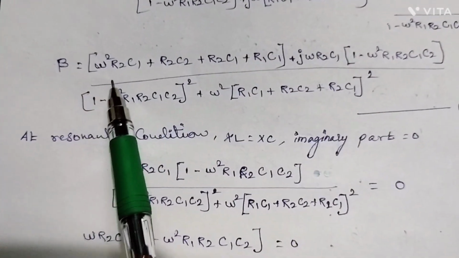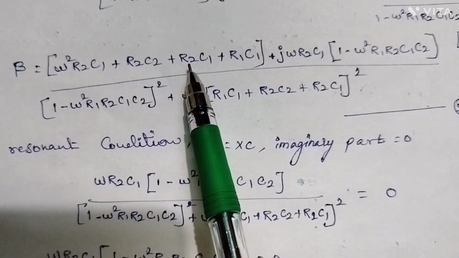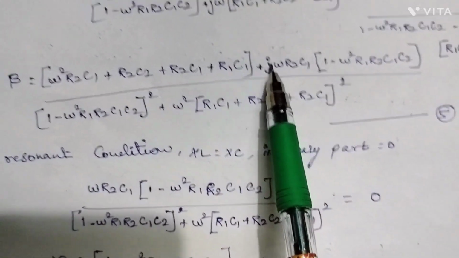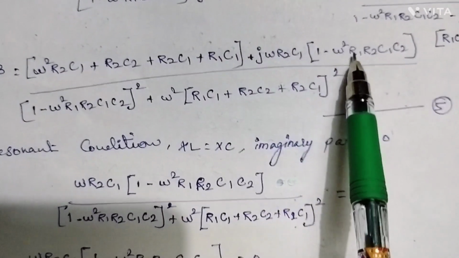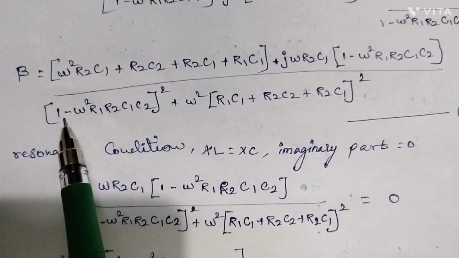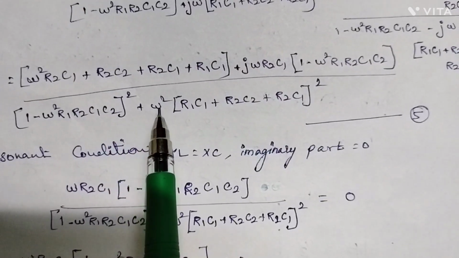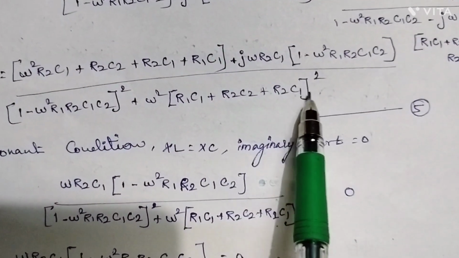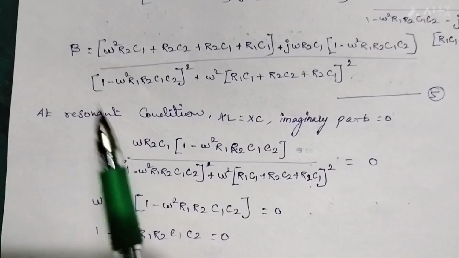So beta is equal to omega square r2 c1 (r2 c2 plus r2 c1 plus r1 c1) plus j omega r2 c1 into (1 minus omega square r1 r2 c1 c2), whole divided by (1 minus omega square r1 r2 c1 c2) whole square plus omega square (r1 c1 plus r2 c2 plus r2 c1) the whole square. So this is equation number 5.